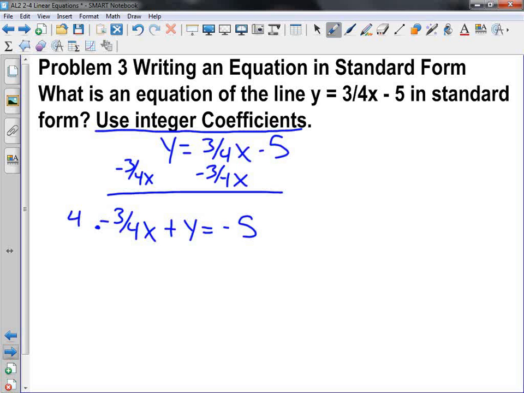Okay? But do I just times it here and that's it? I have to times it everywhere, right? So the 4's cross off, leaving me with negative 3x plus 4 times y, which is 4y, is equal to negative 20.